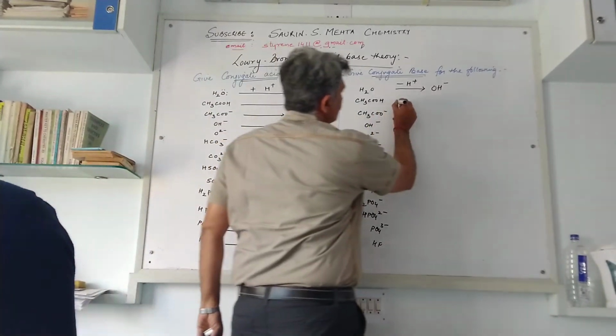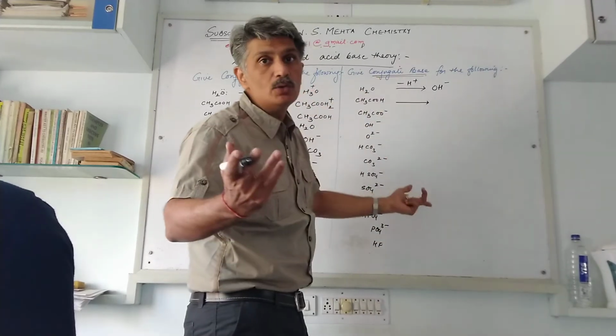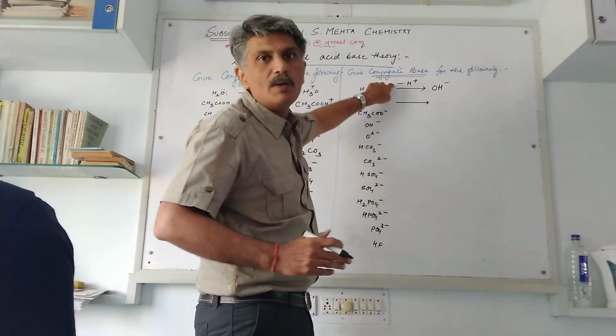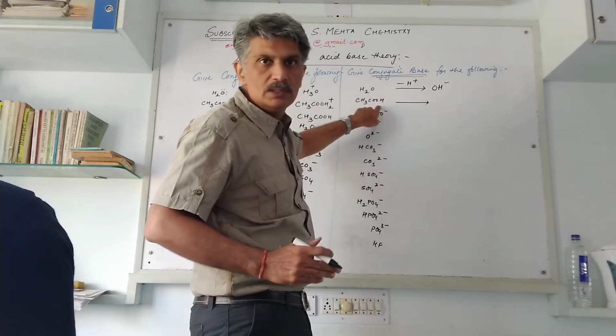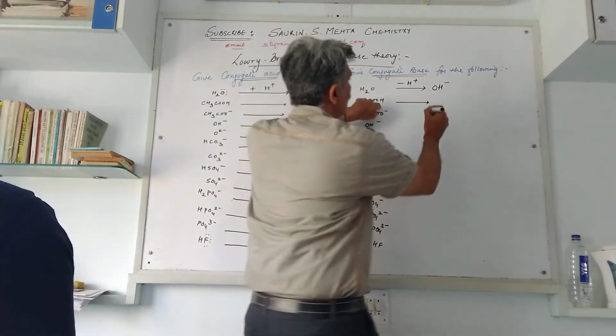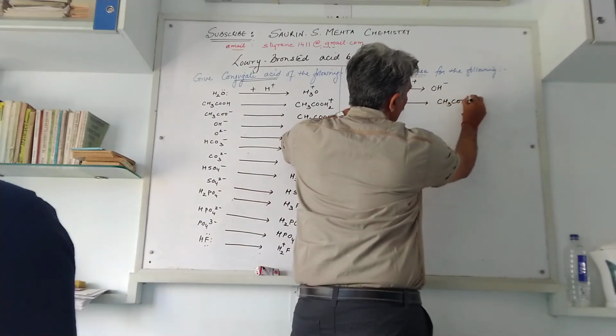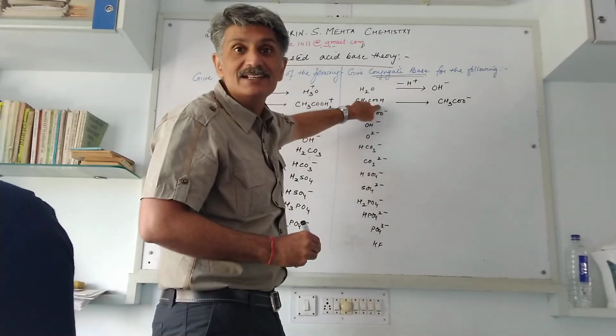Again, suppose I take acetic acid and I want its conjugate base, what will I do? Simple theory: remove a proton from the compound. There is a proton H. I'll remove it in the form of H plus. What I'll be left with is CH3COO minus. So that will give me the acetate ion.